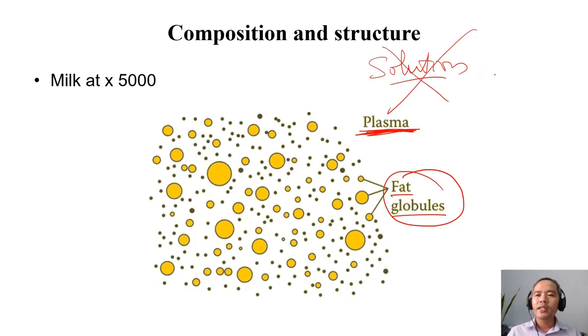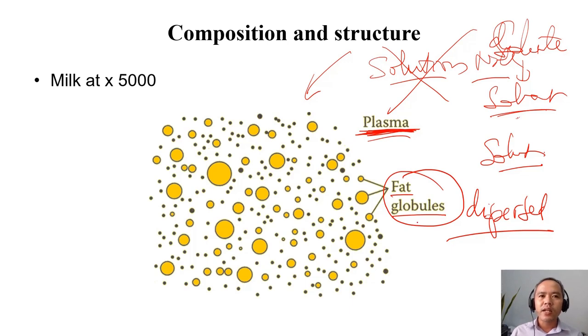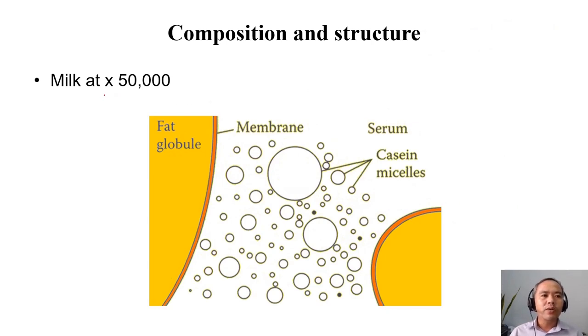What is a solution? How can you make a solution? If you dissolve a solid into a solvent, like water, like you put salt and dissolve salt into water, you have a solution of sodium chloride, because salt dissolves completely in water. But milk is not the case. Milk has particles inside a continuous phase. Because we see particles which are dispersed in a continuous phase, milk is rather a dispersion, not a solution. Now if we zoom in further and look more into detail, the fat globules become larger, and the fat globules are surrounded by a membrane.